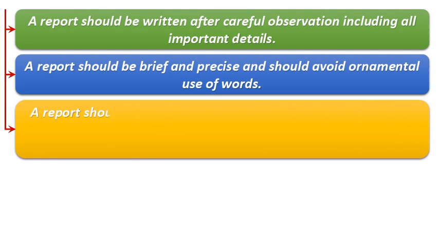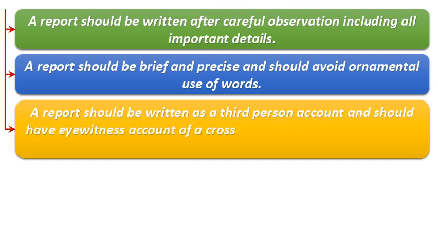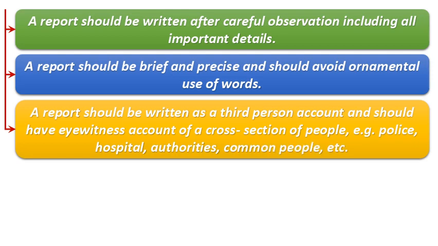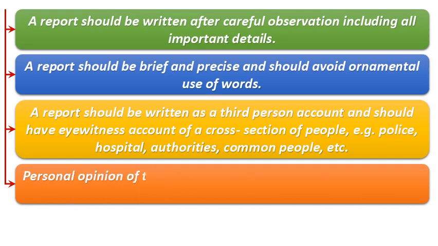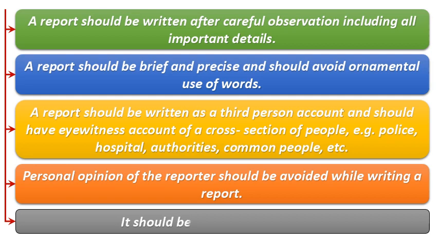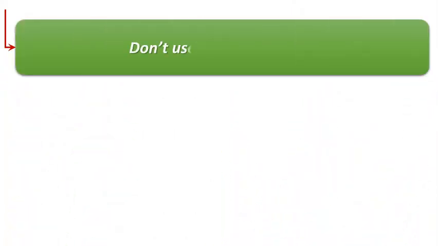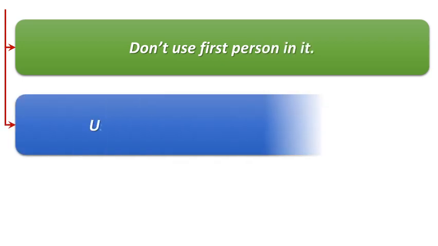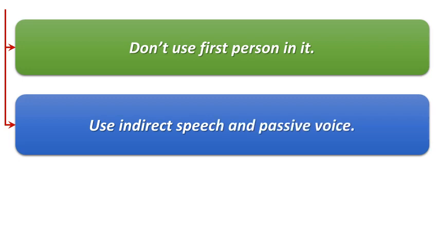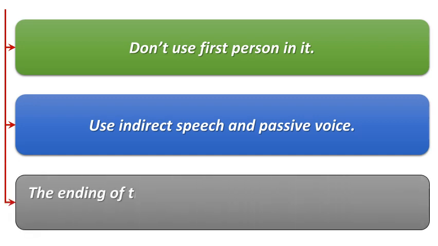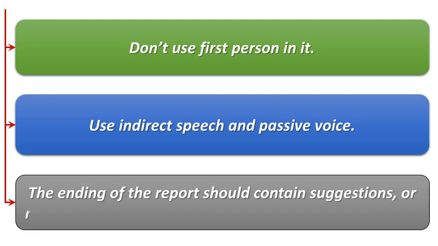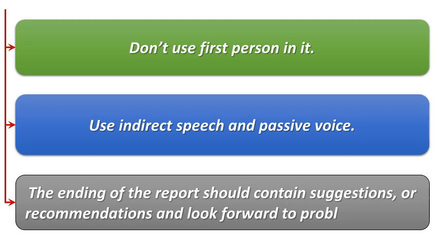Number 7, a report should be written as a third person account and should have eyewitness accounts of a cross section of people. For example, police, hospital, authorities, common people, etc. Number 8, the personal opinion of the reporter should be avoided while writing a report. Number 9, it should be written in past tense. Number 10, don't use first person in it. Number 11, use indirect speech and passive voice in a news report. Number 12, that is the last one, the ending of the report should contain suggestions or recommendations and look forward to problem solving.